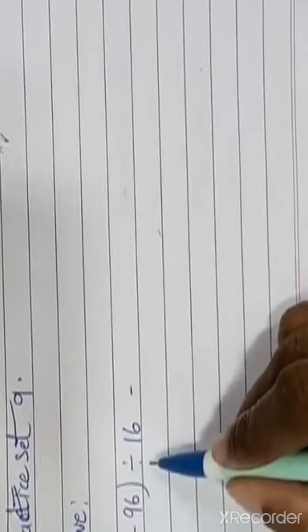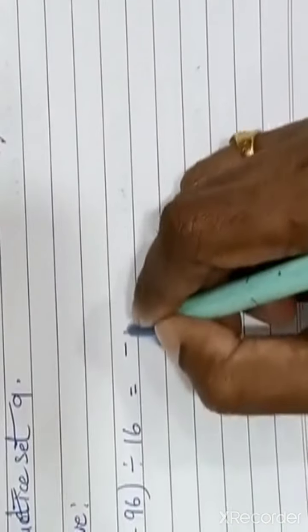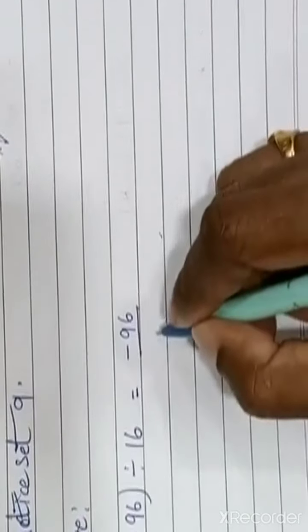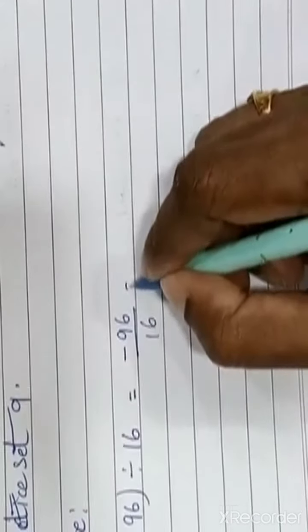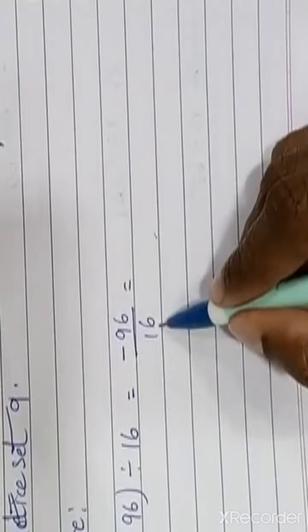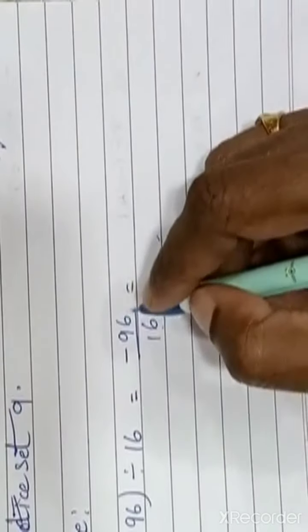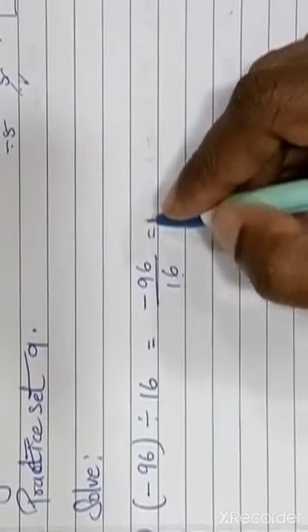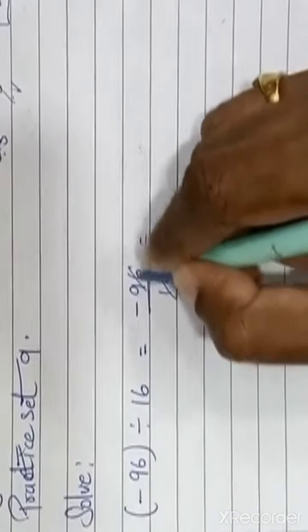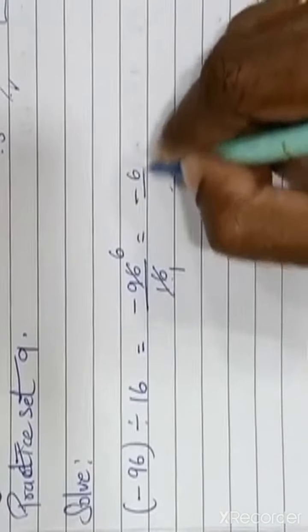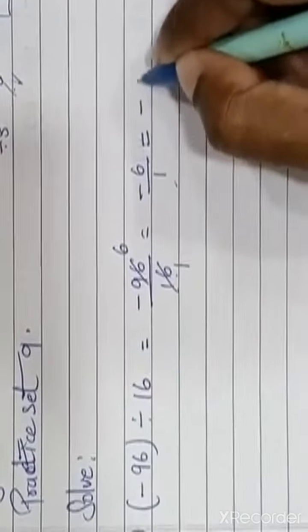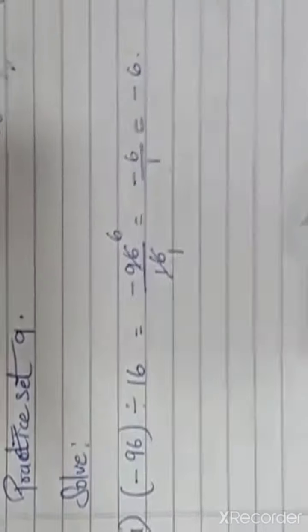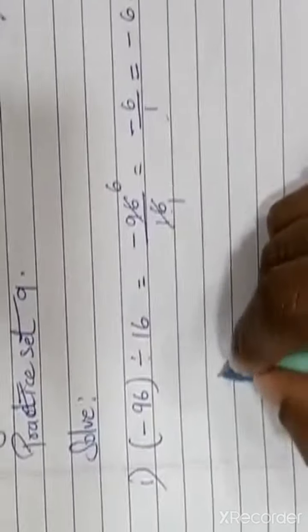See here, the first sum: minus 96 divided by 16. If you are thorough with the tables, 16 ones are 16, 16 sixes are 96. From the beginning I am telling you to revise the tables 1 to 20. That will help us here now. So 16 ones are 16, 16 sixes are 96, minus 6 upon 1. The answer is minus 6.